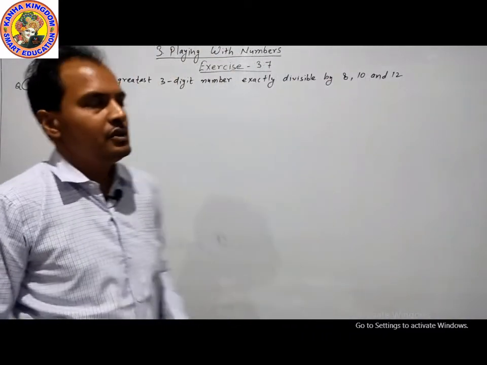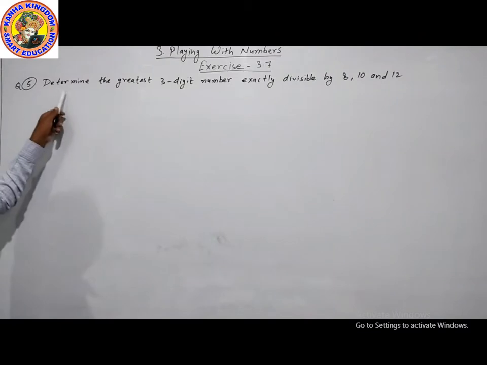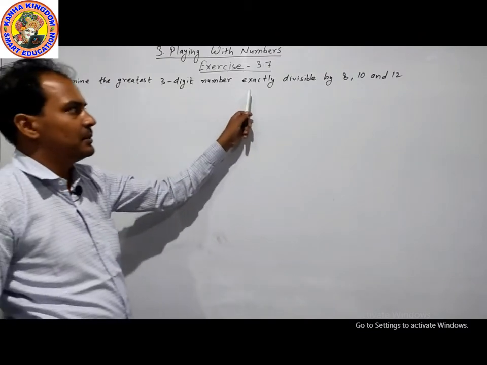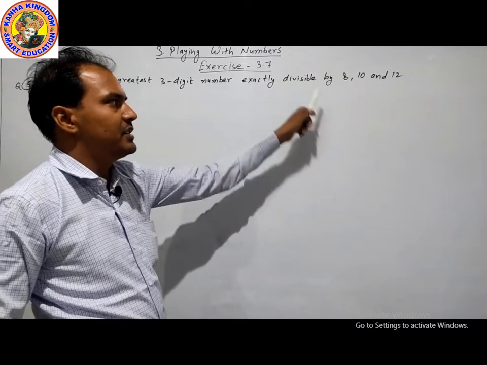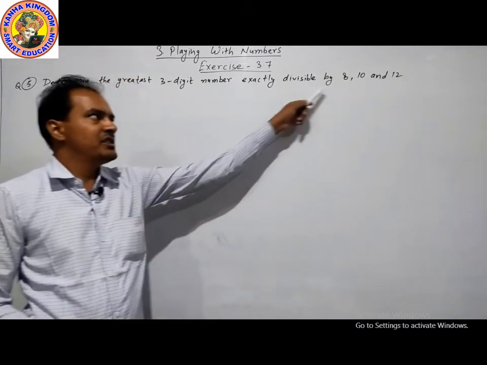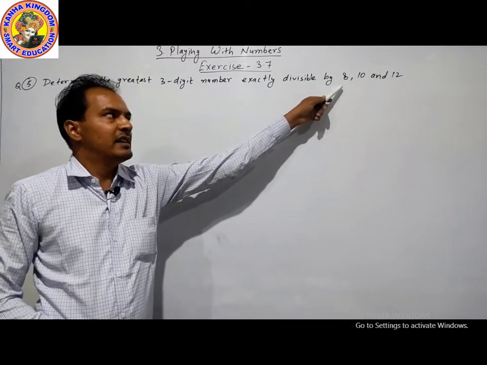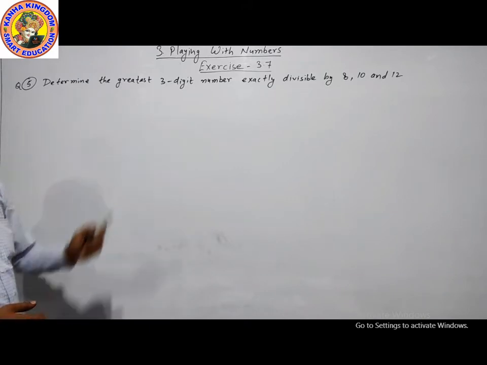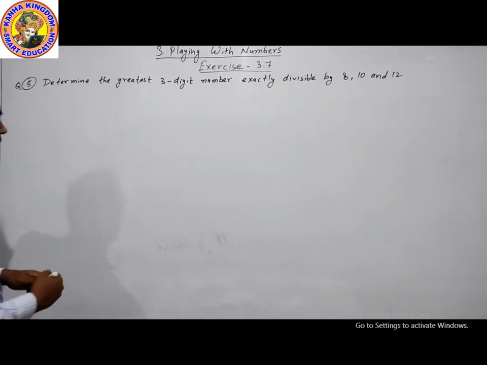Our next question is question number 5. Determine the greatest 3-digit number exactly divisible by 8, 10 and 12. So we will take the LCM of these numbers. Now the greatest 3-digit number is 999. So taking the LCM and dividing into 999.